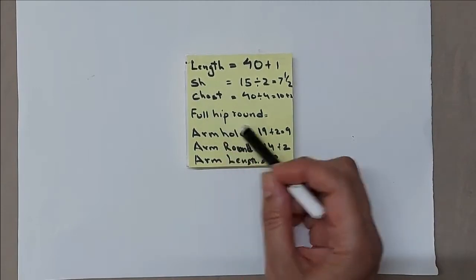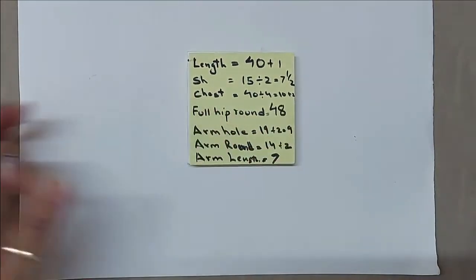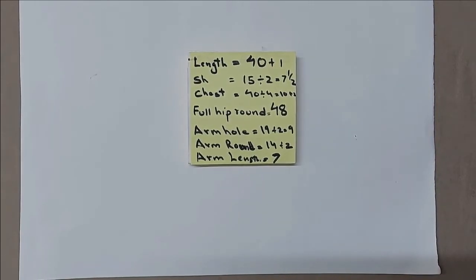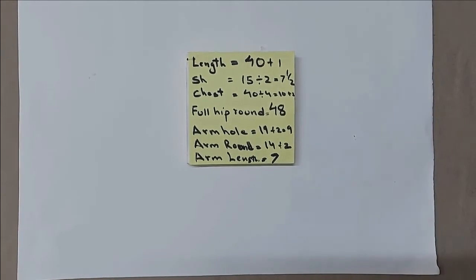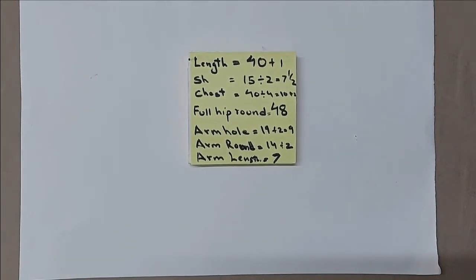The chest is 40, so I will take the fourth part of the chest, divided by 4, that is 10, and I will add 2 for the seam allowance. My full round hip is 48, so I will divide it by 4 and take it as it is. The armhole is 19, and divided by 2 it gives 9 point something, but I am rounding it to 9. Arm round is 14, and I will divide it by 2, so it makes 7.